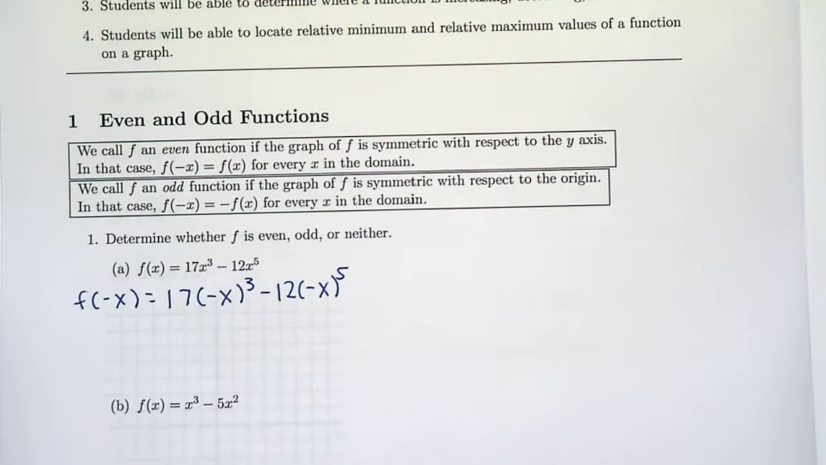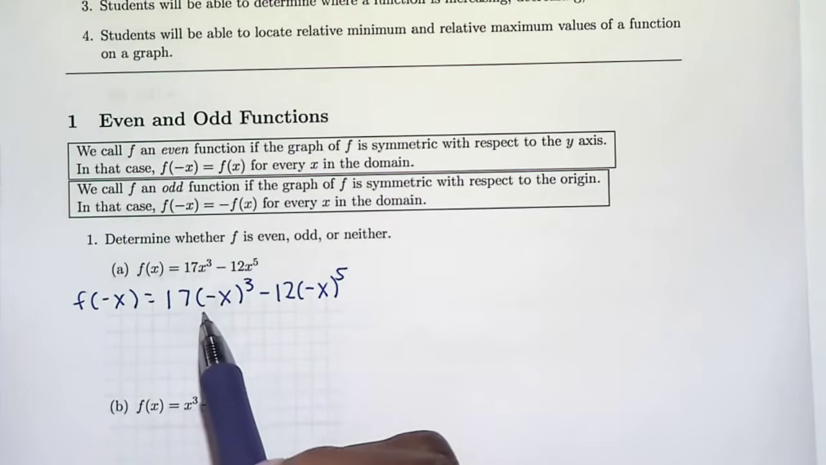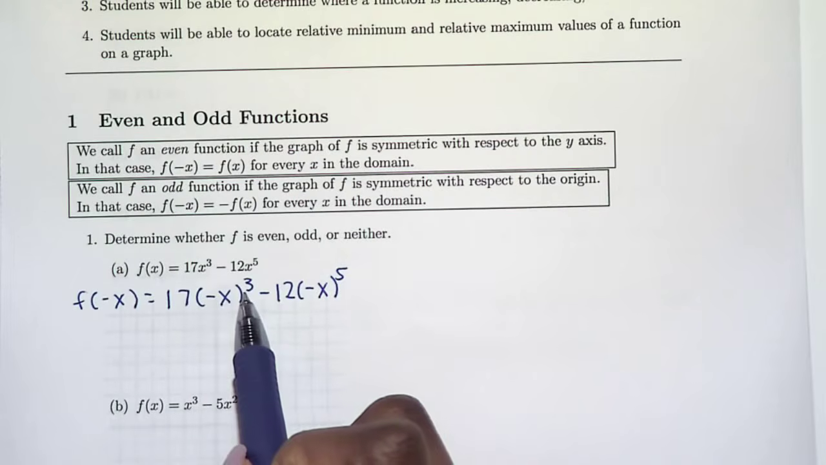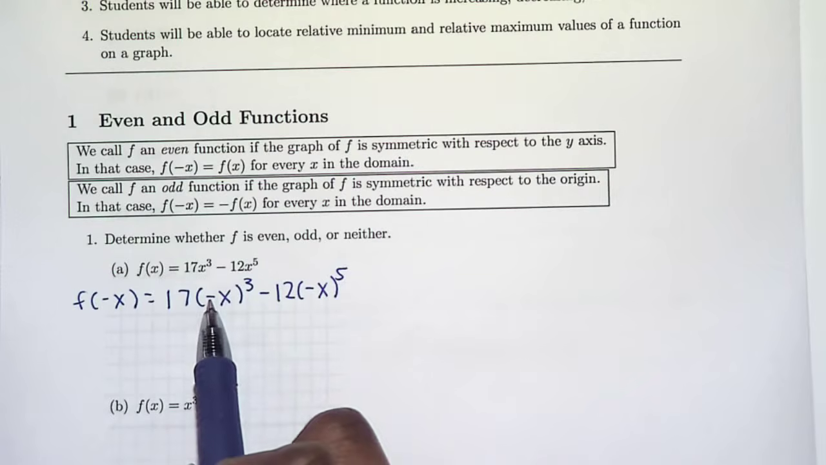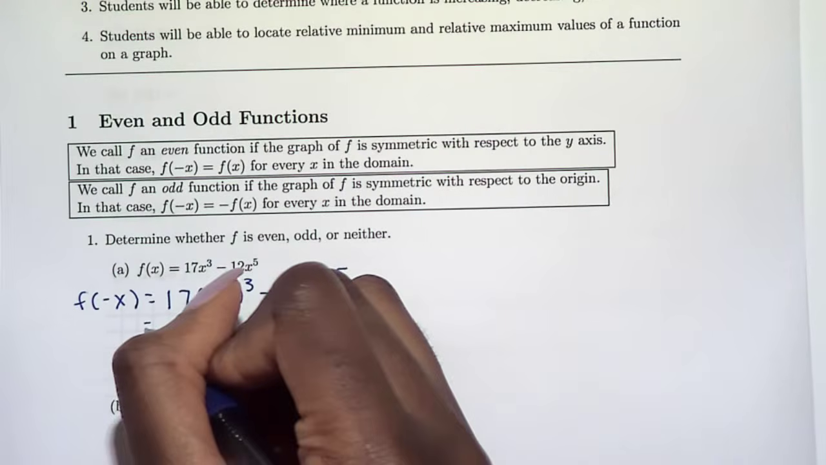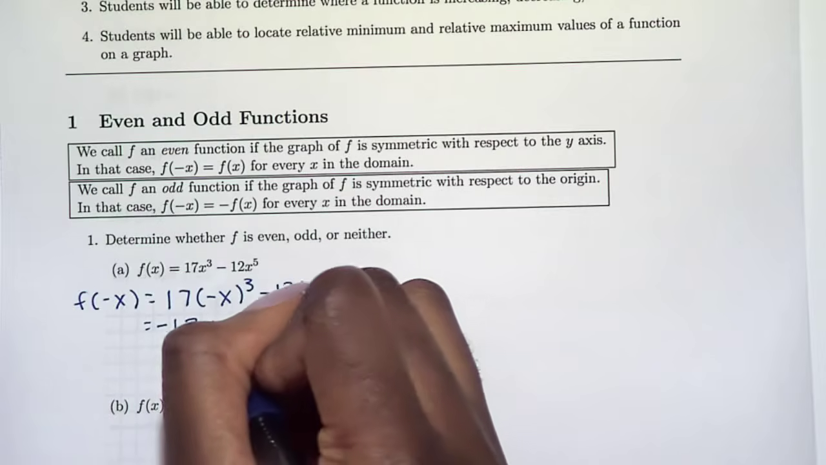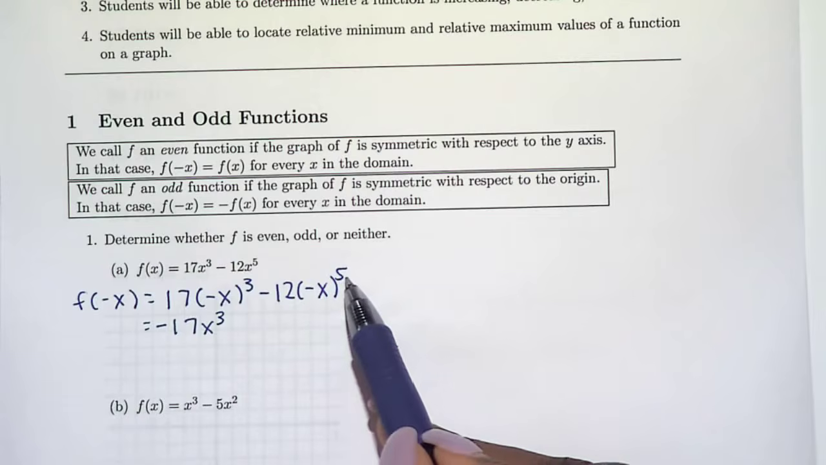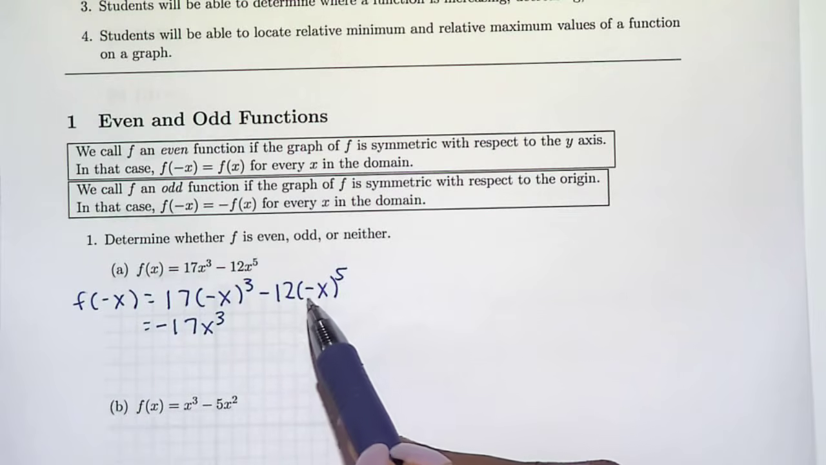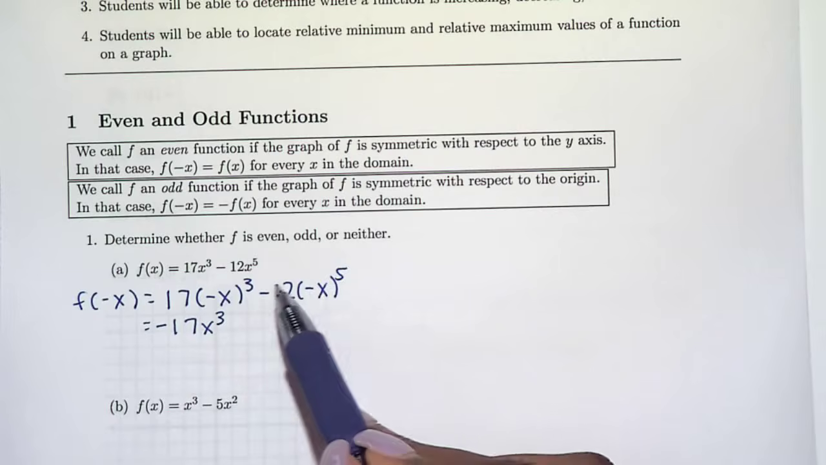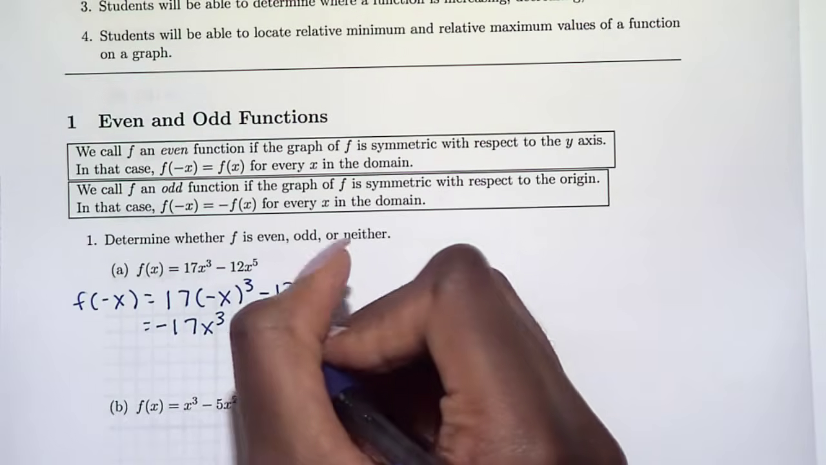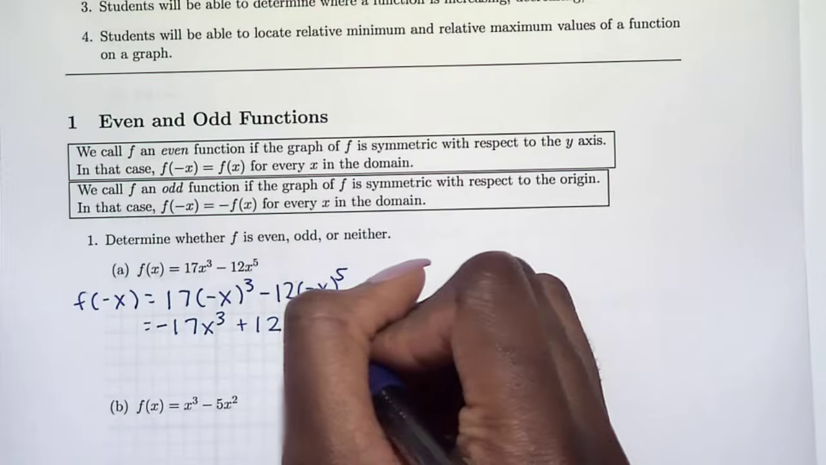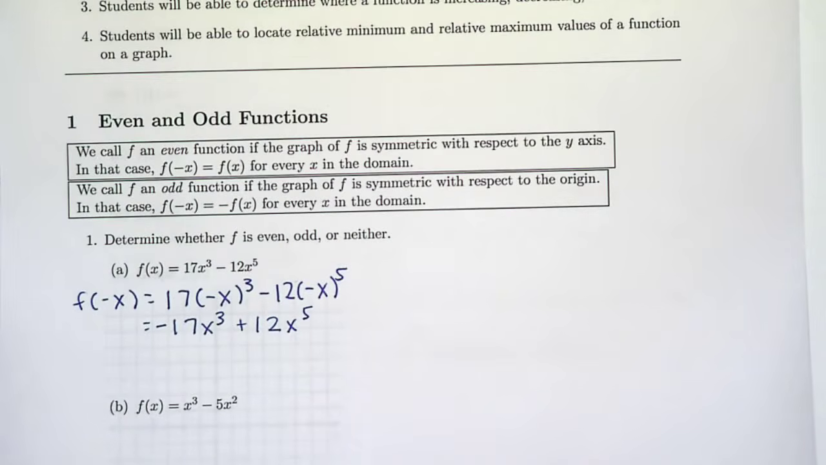All right, so what do we know about negative things raised to the third power? It's still going to be negative. So we can actually remove the negative out here and put it in front of the 17, and we'll still have the same answer. Same here, negative x to the fifth. It's still going to be a negative answer, so we can put the negative wherever we want. So we have two negatives right here, which will make a positive. So we found f of negative x.